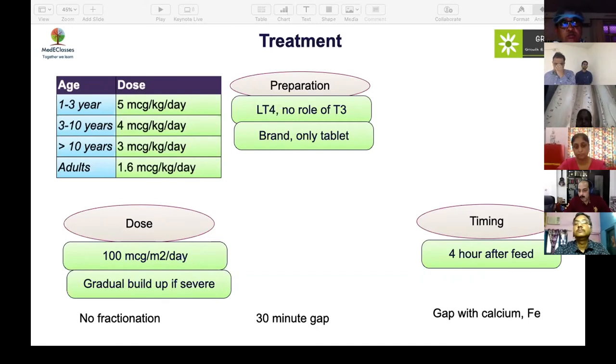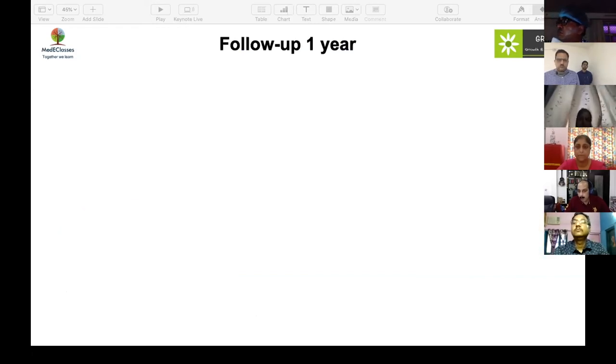There should not be any intermingling with other medicine like supplements, iron or calcium. And you should always use a branded tablet, as Dr. Vijay has categorically said. And the only supplement is levothyroxine, no role of T4 or T3. And let's see how the child behaves after treatment.